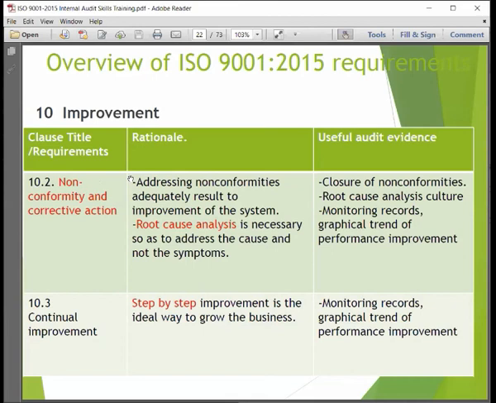Then the last one is to do with improvement. A world-class organization like us who are going for ISO 9000, we need to show continual improvement. You need to show. If we are not improving, we are just stagnant at one place, we are missing out and we are not complying with this standard. So we improve normally by non-conformity and corrective actions. As we do the audit, we'll be coming up with non-conformity and corrective action to address any non-conformity to prevent recurrence of those non-conformities. So addressing non-conformity, that's the rationale, adequate resource to improvement of the system.